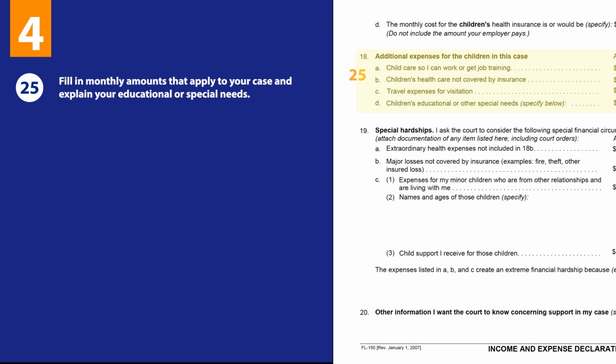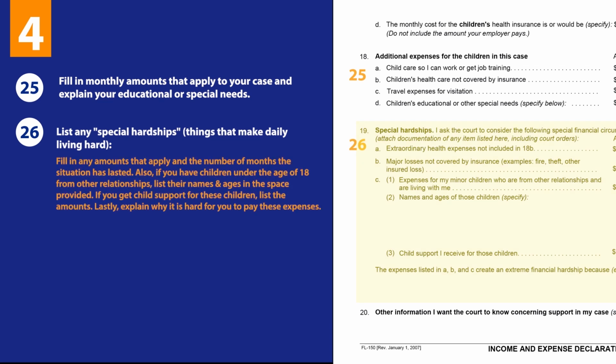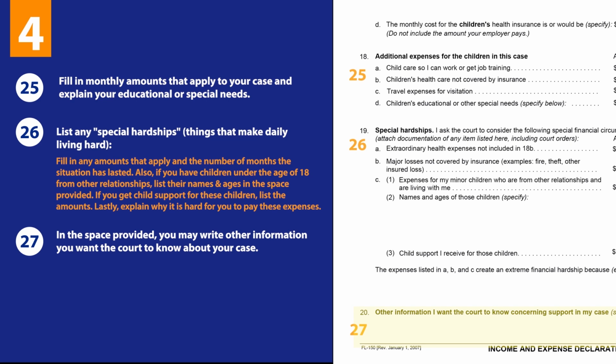Fill in monthly amounts that apply to your case and explain your educational or special needs. List any special hardships. Fill in the amounts that apply and the number of months the situation has lasted. Also, if you have children under the age of 18 from other relationships, list their names and ages in the space provided. If you get child support for these children, list the amounts. Lastly, explain why it's hard for you to pay these expenses. In the space provided, you may write other information you want the court to know about your case.